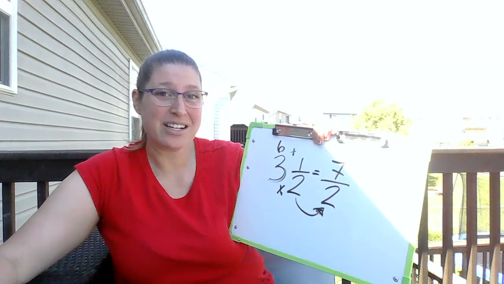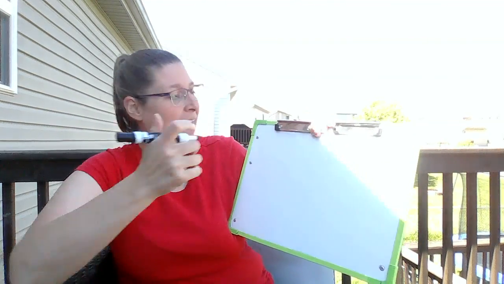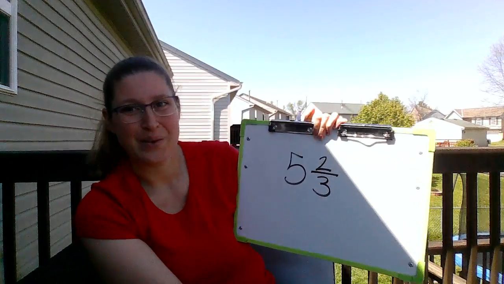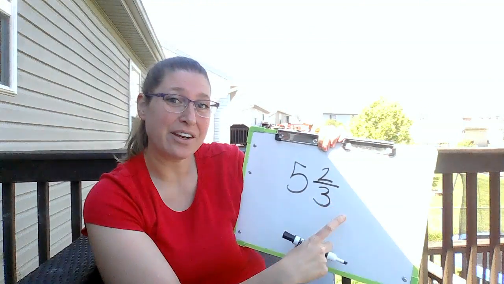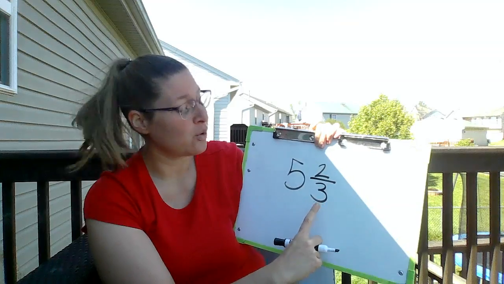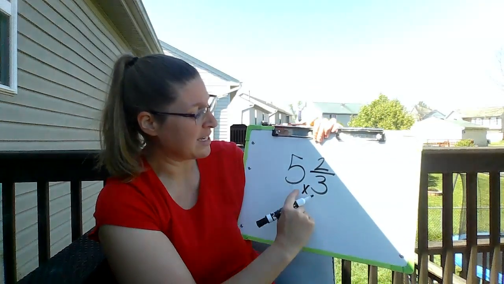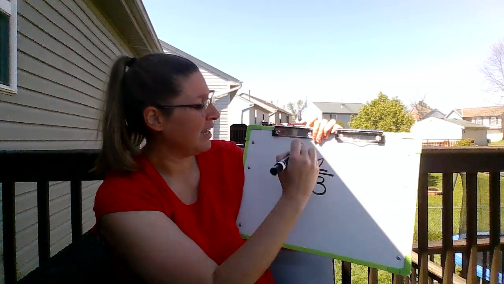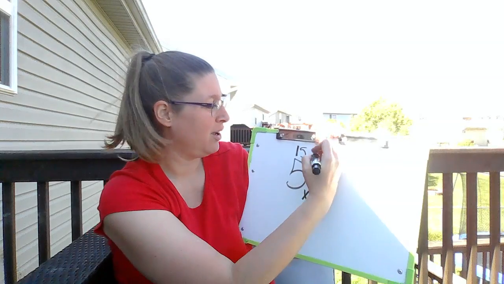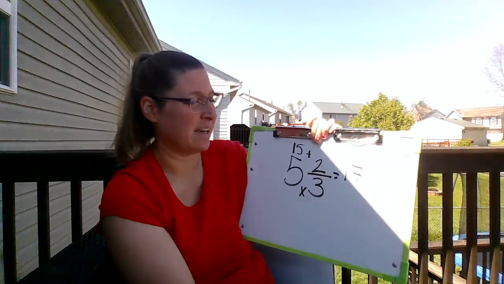Okay, so let's look at another example and just work through the process. Let's say I have 5 and 2/3. Once again, I need to figure out how many total pieces I have when it's split into thirds. So I'm going to multiply my denominator by my whole number. 3 times 5 is 15. And then I'm going to add that product to my current numerator. 15 plus 2 is going to give me 17.